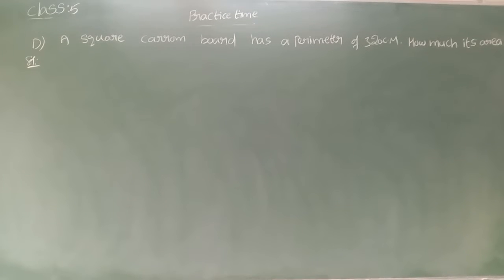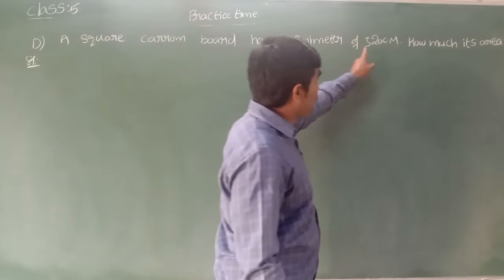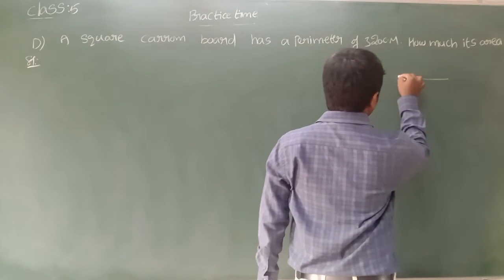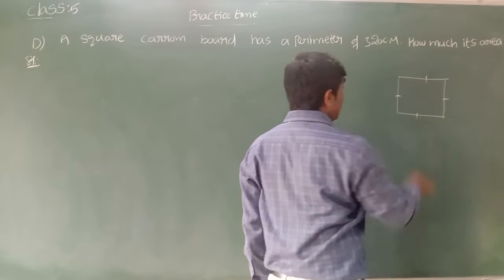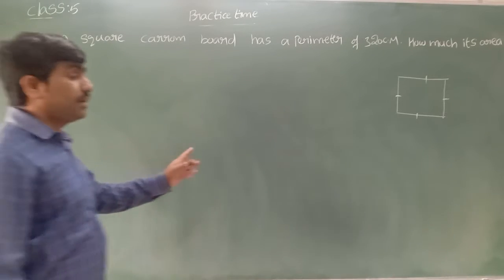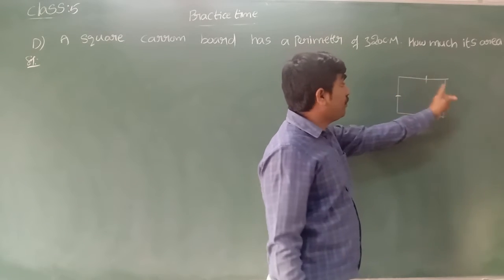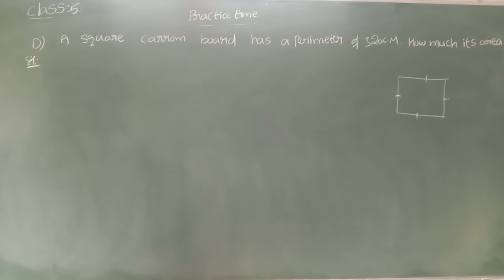Children, you can see here they give an application based on the area of a square. A square carrom board has a perimeter of 320 centimeters. What is its area? The question is about a square. We know a square has four sides and all four sides are of equal length. So the given perimeter is 320, which means the total length of the boundary, four equal sides, is 320 centimeters. They ask us to find its area.